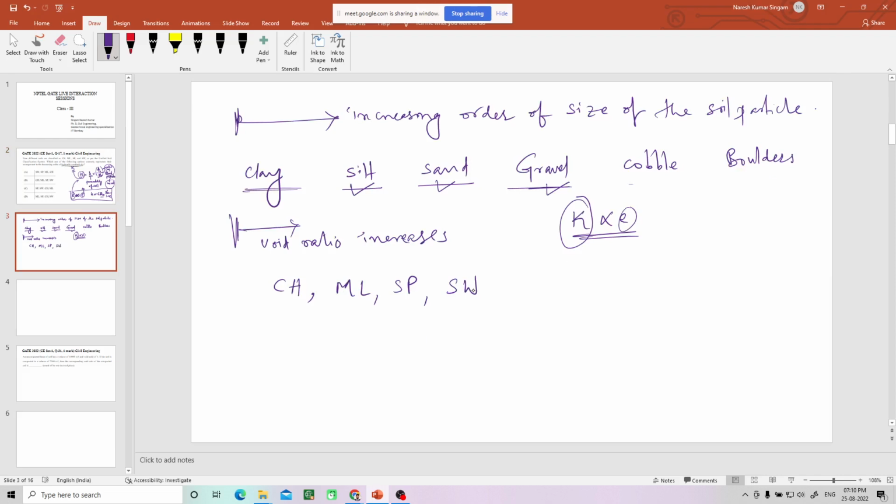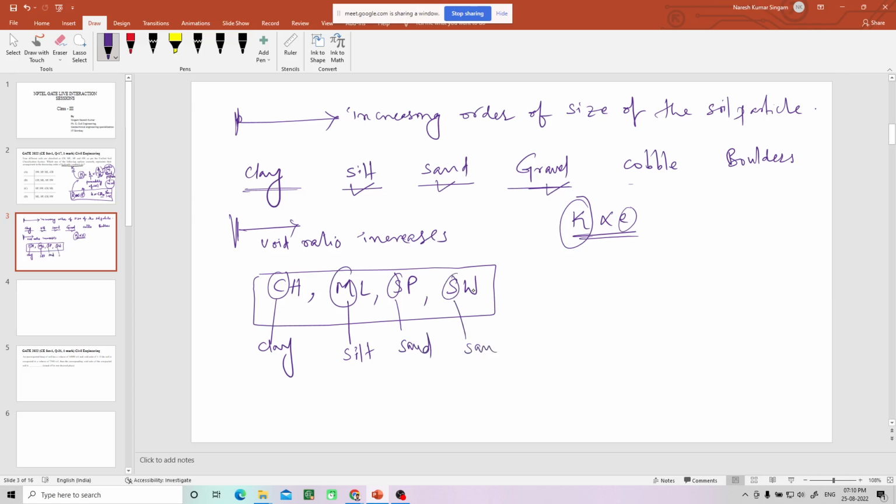What are these referring to? We should know. C is for clay, M is generally referred to silt, S is for sand, and here also S is for sand. The second letter is just the property of the soil. W means well graded soil, P is poorly graded soil, L means low compressibility silt, and H means high compressibility clay.